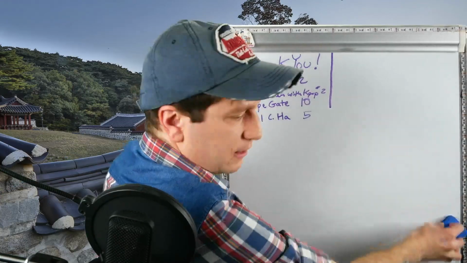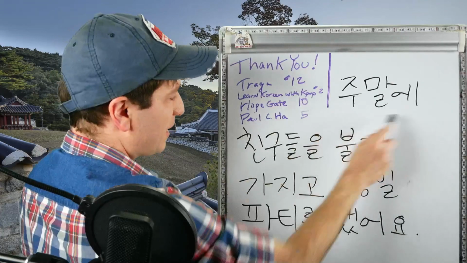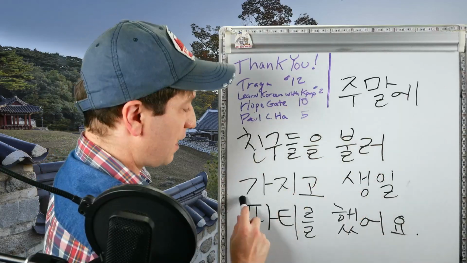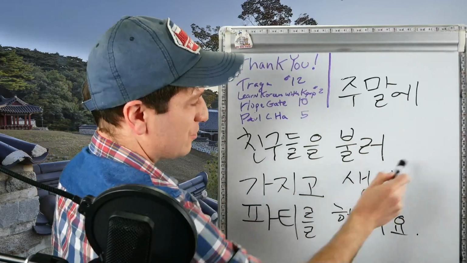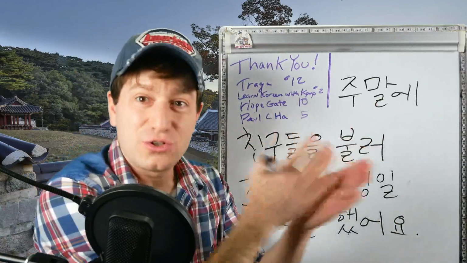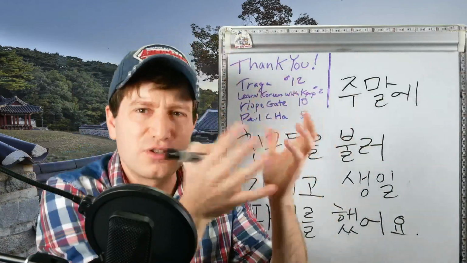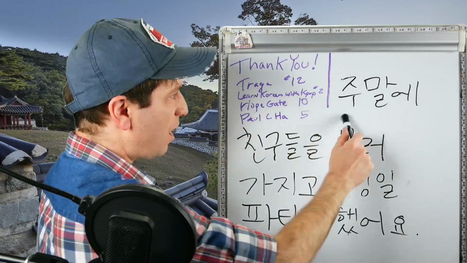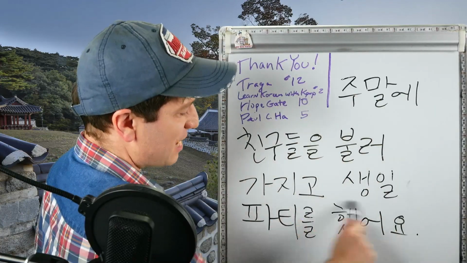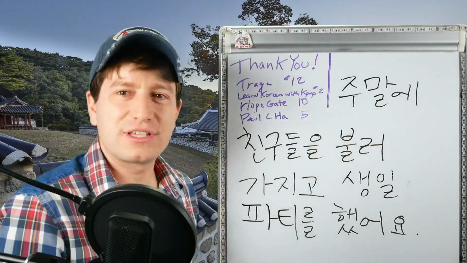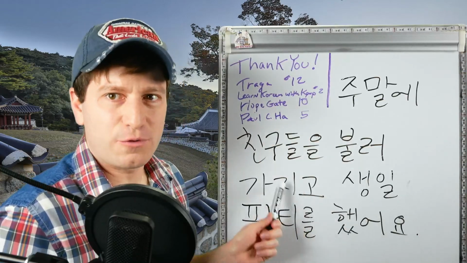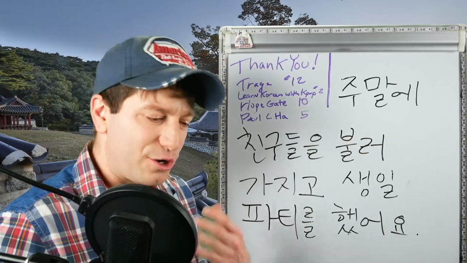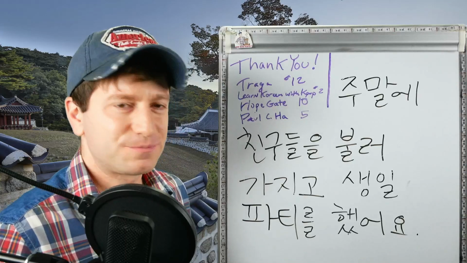주말에, on the weekends, 주말에 친구들을 불러. So I call my friends. 부르다 means to call. 가지고 as in 불러서. So I call my friends and then, related to calling my friends, we're going to do something together. 생일 파티를 했어요. And we had a birthday party. So on the weekend, I called my friends and we had a birthday party, implying we had a birthday party together. This is the same as using the 서 form here. 주말에 친구들을 불러가지고 생일 파티를 했어요. So on the weekend, I called my friends and we had a birthday party.